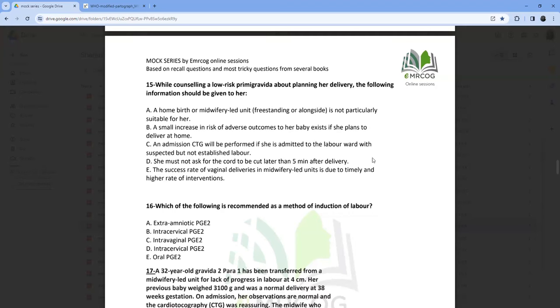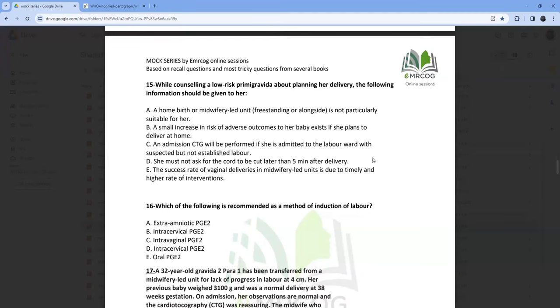While counseling a low risk primary about planning her delivery, the following information should be given to her. What do you think? Home birth or midwifery unit, freestanding or alongside, not particularly suitable for her, or small increase in risk of adverse outcome to baby exists if she plans to deliver at home, or admission CTG will be performed if she is admitted to labor ward with suspected but not established labor. She must not ask for the cord to be cut later than 5. Success rate of vaginal delivery in midwifery unit is due to timely higher rate of intervention.